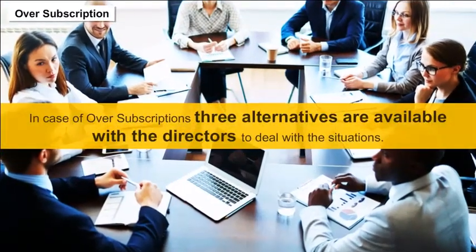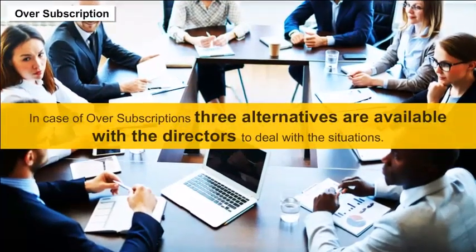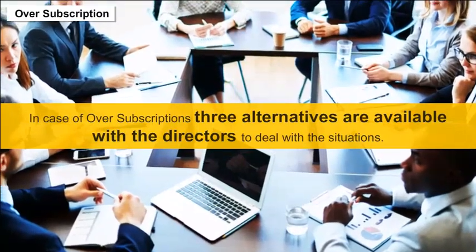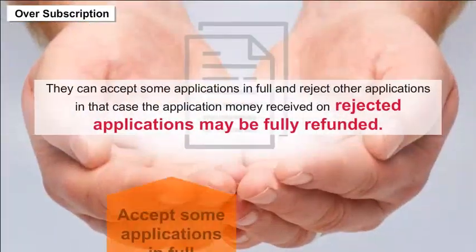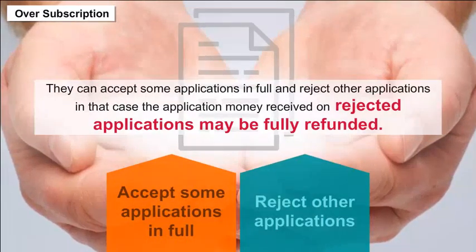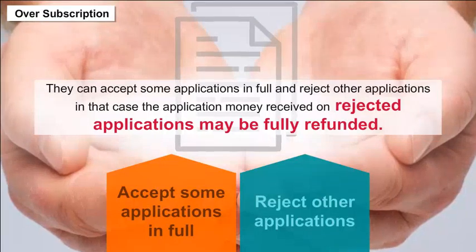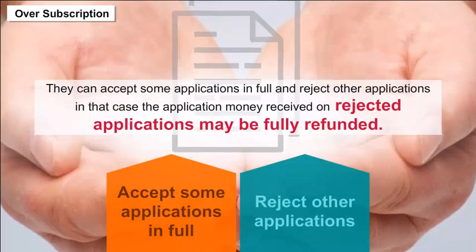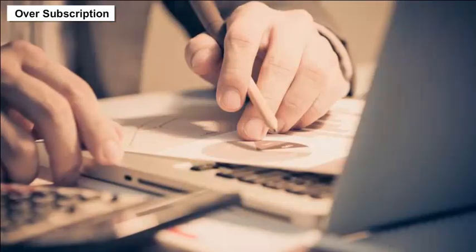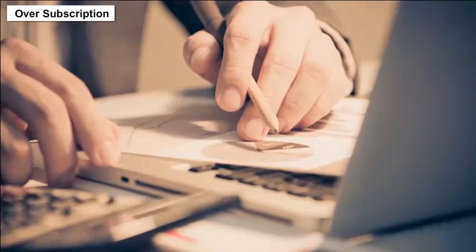Oversubscription. In case of oversubscriptions, 3 alternatives are available with the directors to deal with the situations. 1. They can accept some applications in full and reject other applications. In that case, the application money received on rejected applications may be fully refunded. The journal entries will be done as follows.